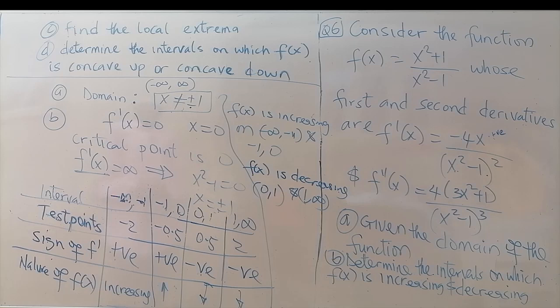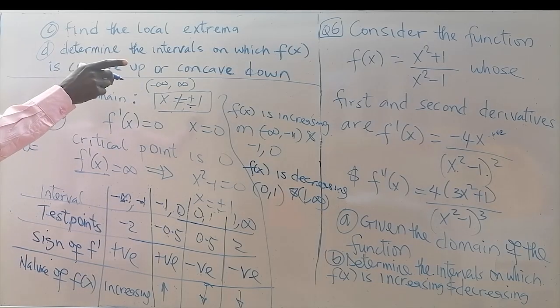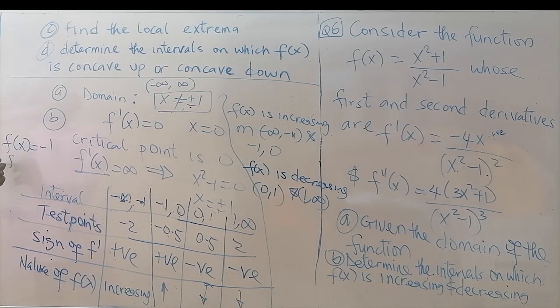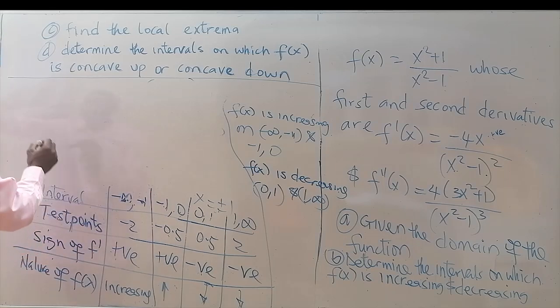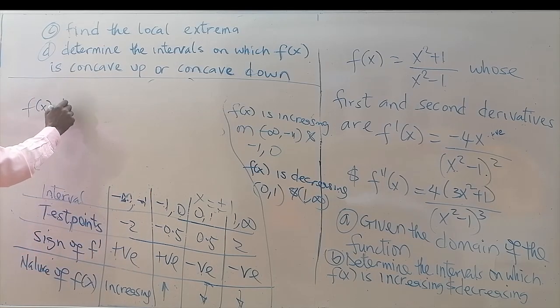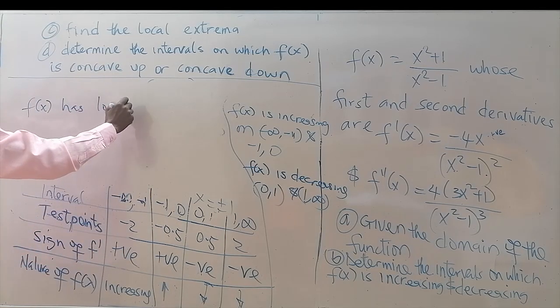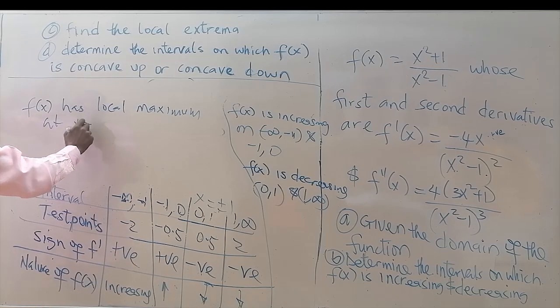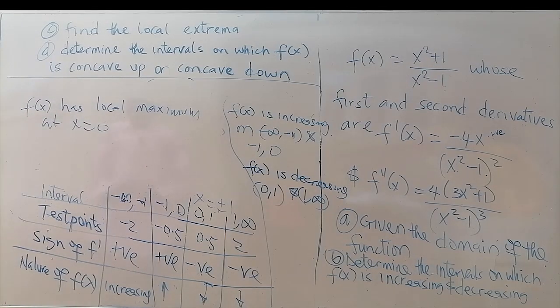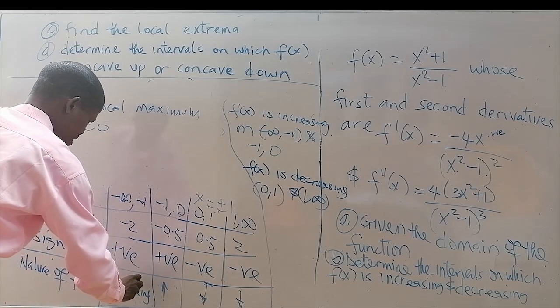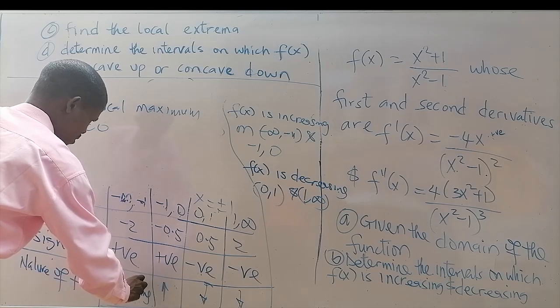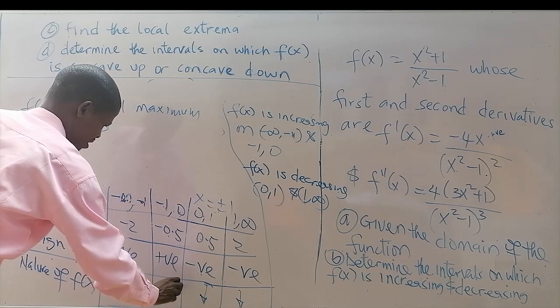If you put x equal to 0 in your equation you get f of 0, and you can also check f of 1. So if you look at it, f of x has a local maximum at x equal to 0. You can see the function is increasing, and then at the point 0 it started decreasing.